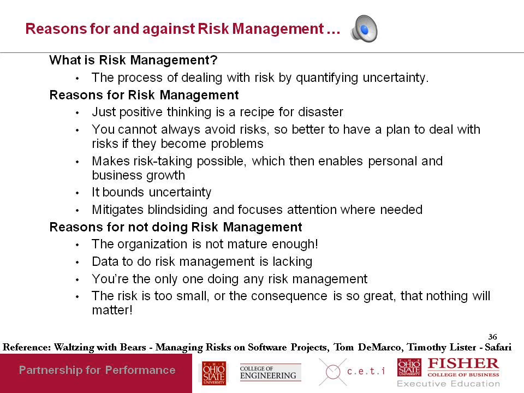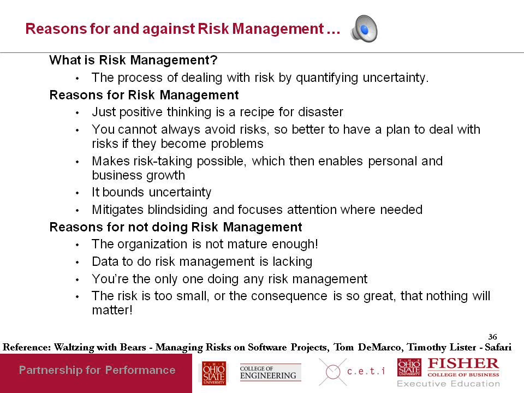Many organizations don't do systematic risk management, primarily because they're not mature enough, but also because they might not have enough data. They're too new. It's possible that only one person in the organization is doing risk management, and he ends up being branded as the naysayer, the person who's always bringing up the bad things that can happen. Or else the risk is so small that you don't have to manage it, or the consequences are so great that there's nothing you can do about it.